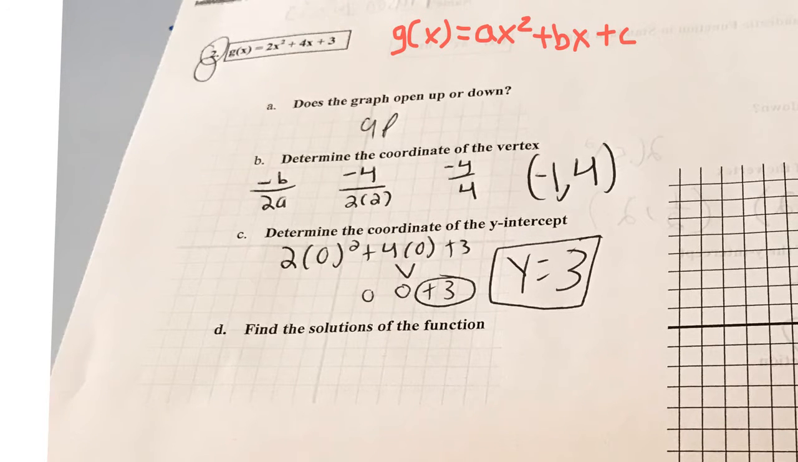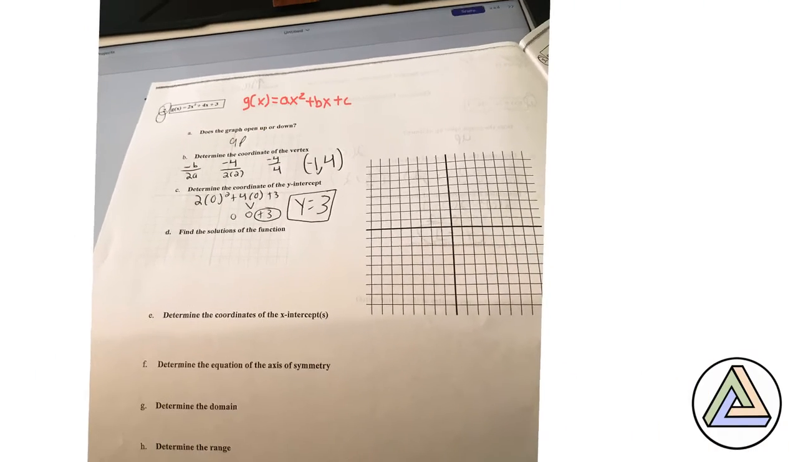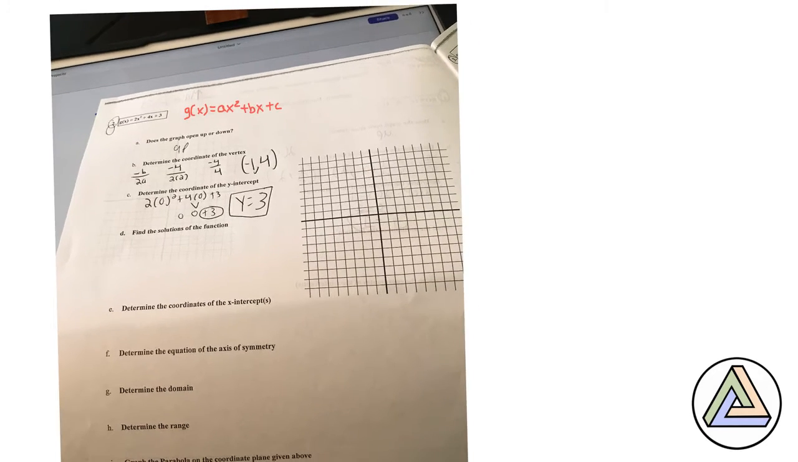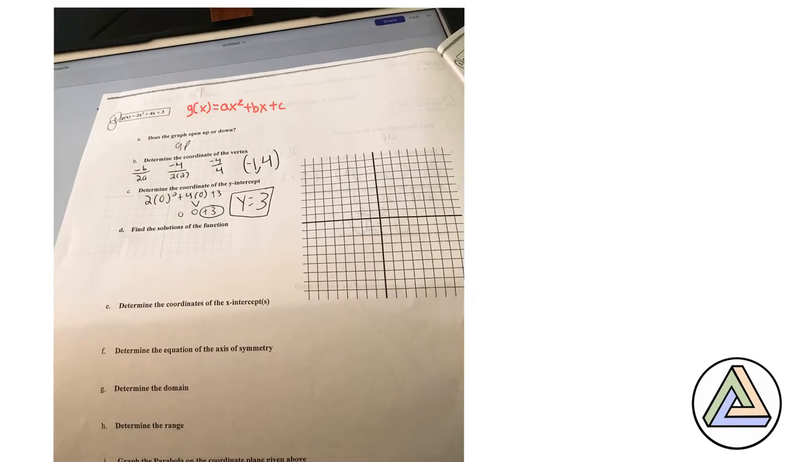Moving on. Determine the coordinates of the vertex. Okay, so we're going to actually shrink this down because determining the coordinates of the vertex is a two-step problem in reality. And what I'm going to do is just shrink this down, and I'm going to rewrite the function up here so we could really look at it. So it's g of x equals 2x squared plus 4x plus 3.